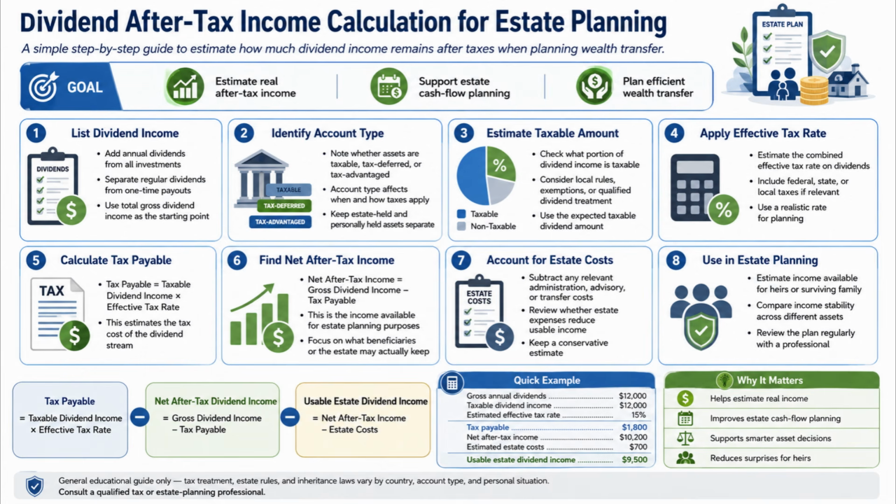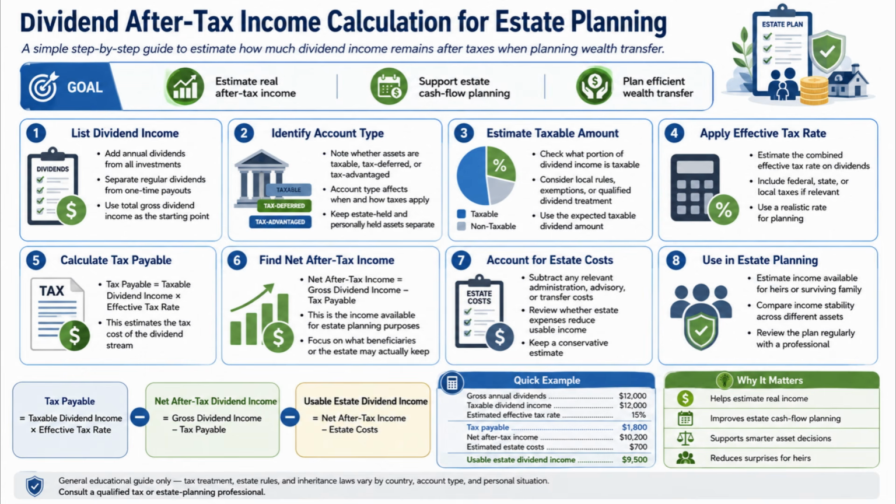Then, apply the effective tax rate. In simple terms, this means estimating the combined realistic tax rate that may apply to the dividend income. This may include federal, state, or local taxes if relevant. Using a realistic effective rate is important because estate planning works best when estimates are practical rather than overly optimistic.